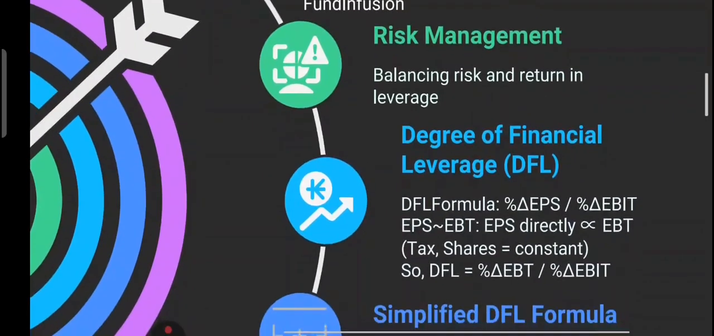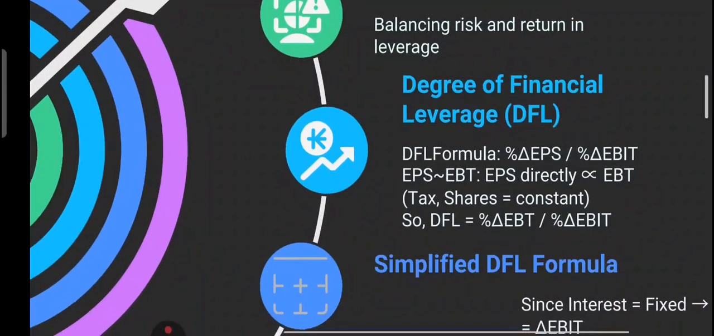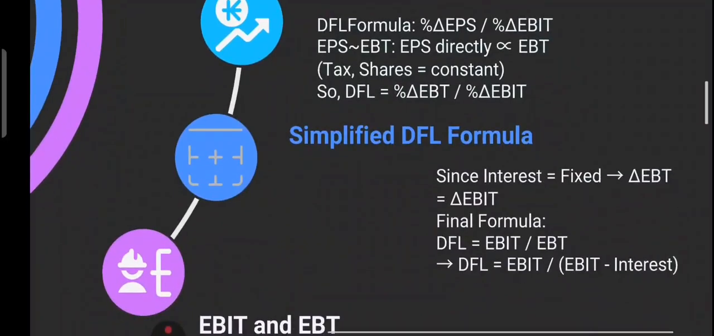Right, now comes degree of financial leverage. It is a tool that shows how sensitive earning per share is to the change in the operating income. So the formula is percentage change in EPS upon percentage change in EBIT, and here is the simplified version. If interest is fixed, then we can write DFL is equal to EBIT upon EBT. You can see it here, since interest is fixed, delta EBIT is equal to delta EBT. So the final formula, you must remember this formula, is EBIT upon EBT, that is earning before interest and tax divided by earning before tax.